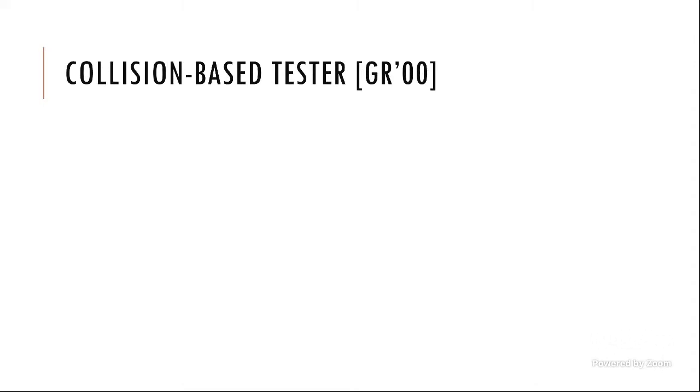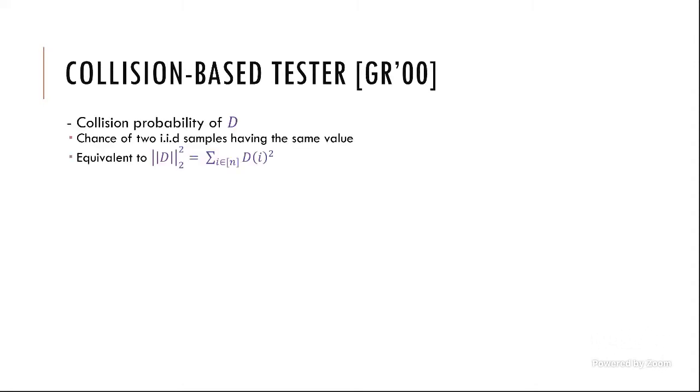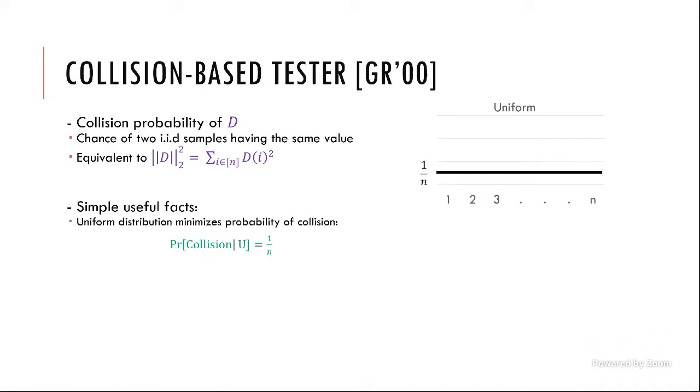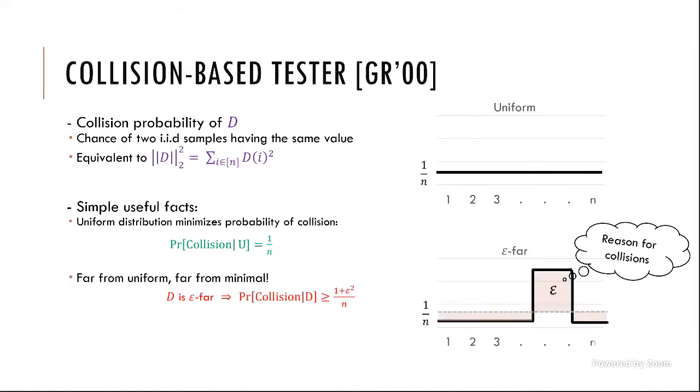So what is the idea of the original tester? This is by Goldreich and Ron. We have a quantity called the collision probability of a distribution. This is basically the chance of two independent samples having the same value. We know that among all distributions over a domain of size N, the one that minimizes it is the uniform distribution over the entire domain. But a more interesting fact is that any distribution that is epsilon far actually has a noticeably higher collision probability. We're going to use this gap in order to test uniformity.